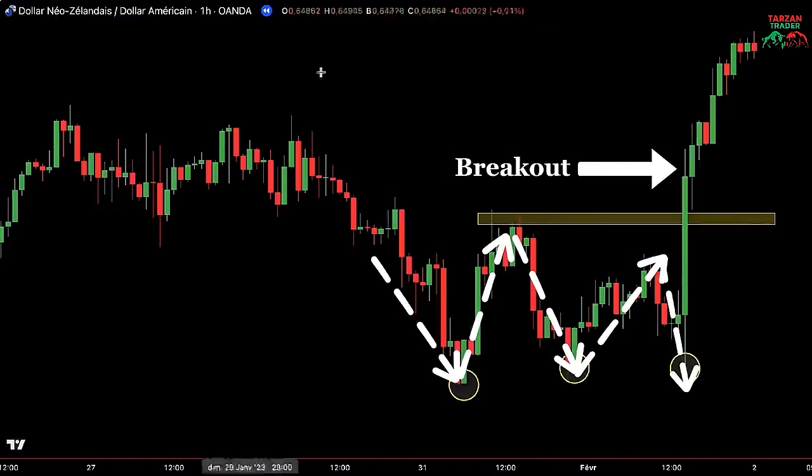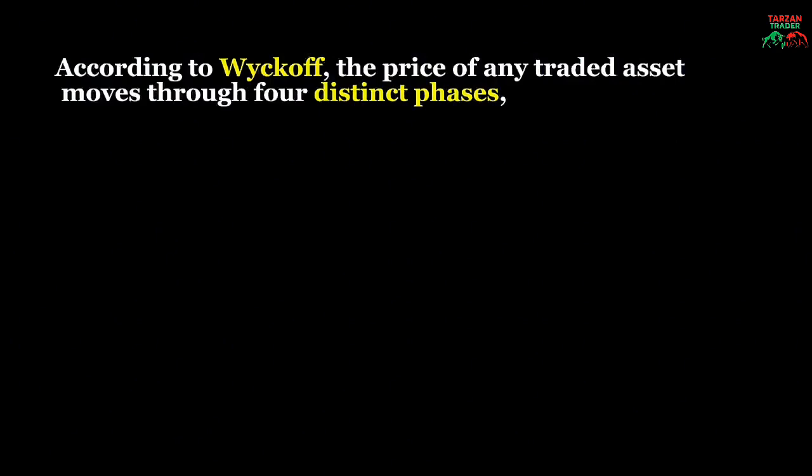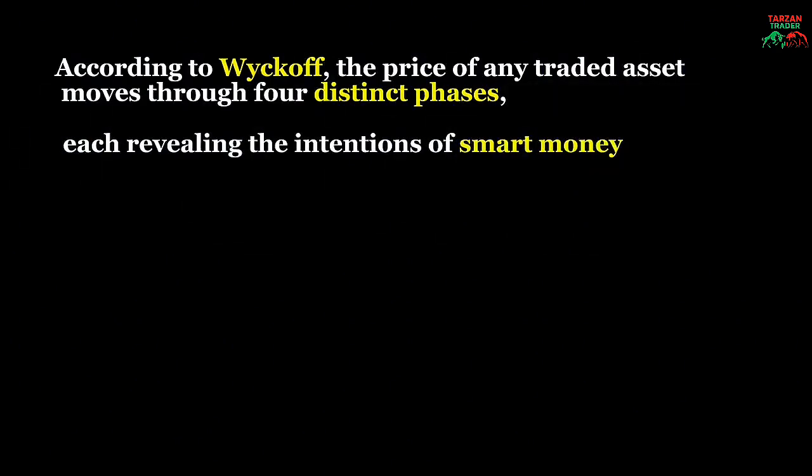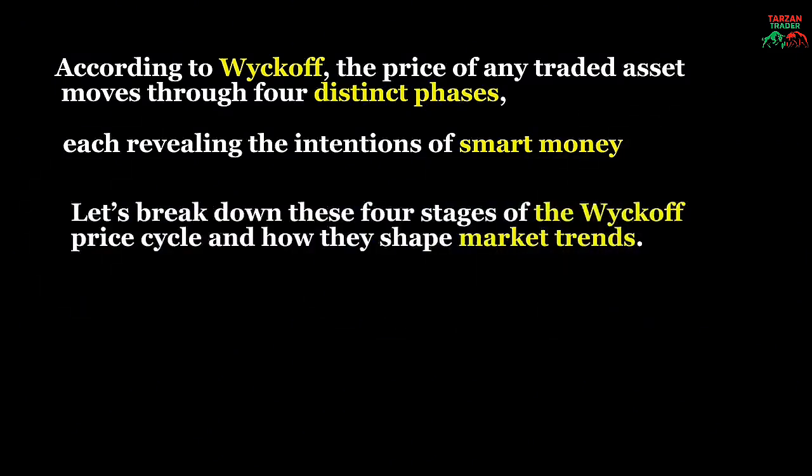Instead of reacting to price movements, you'll start anticipating them, which is what separates professional traders from the rest. Now that you have a solid foundation, let's move on to the next market structure method that smart money uses, the Wyckoff method. According to Wyckoff, the price of any traded asset moves through 4 distinct phases, each revealing the intentions of smart money.